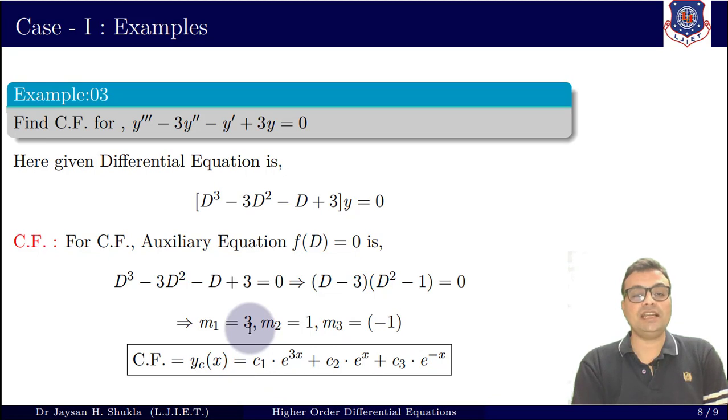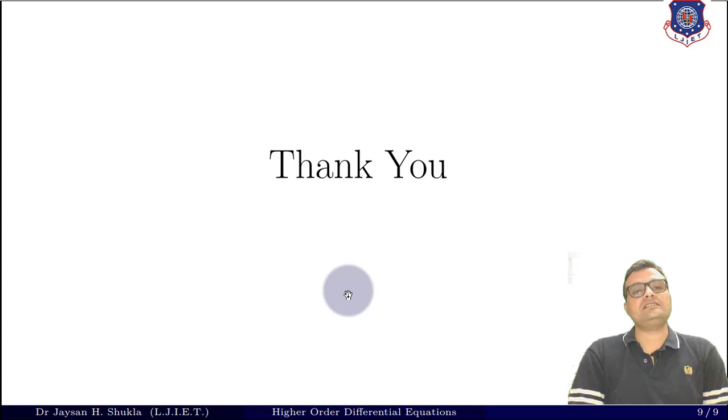c1 times e raised to 3x, exponent for first root, plus c2 e raised to x, exponential function for second root, plus c3 e raised to minus 1x, exponential function for third. This is how you can consider the first part, complementary function, whenever your auxiliary equation is giving you real and distinct roots. In upcoming videos, we are going to consider real and repeated roots and some complex cases also.